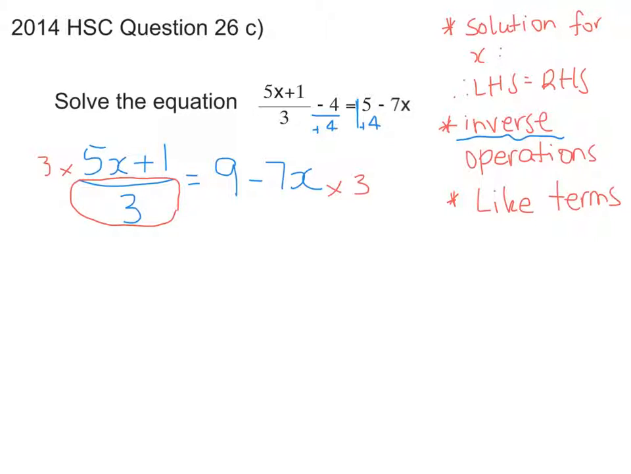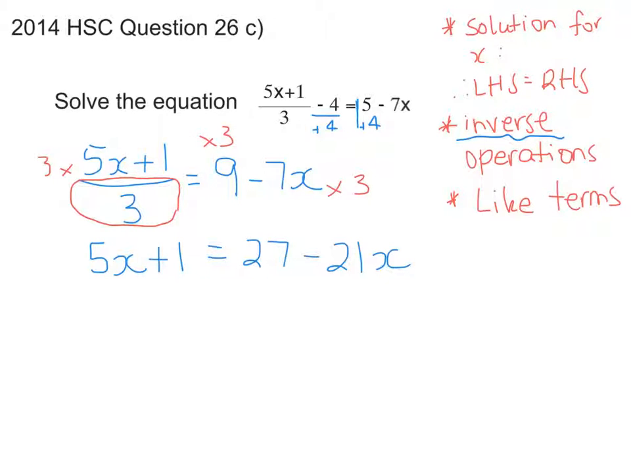However, the common mistake that is made is that they forget that they are multiplying every single term in this equation by 3. So by multiplying the whole left-hand side by 3, it removes the denominator and leaves us with 5x plus 1. But on the right-hand side, we must multiply both terms by 3. So 9 times 3 gives us 27, and negative 7x times 3 gives us negative 21x. From here, the equation becomes reasonably simple to solve, and most students are able to do it from this point.